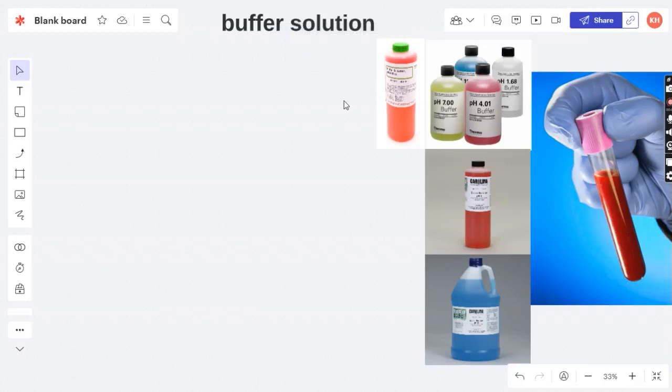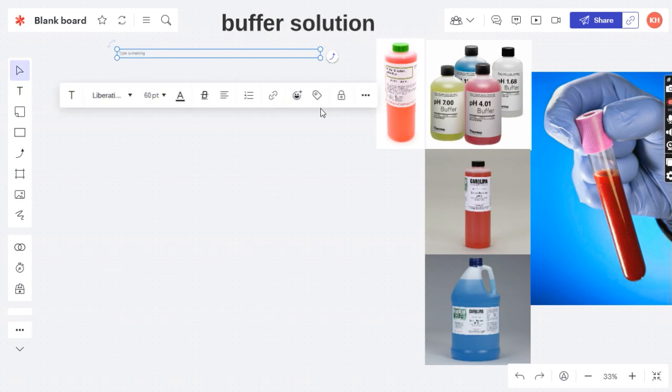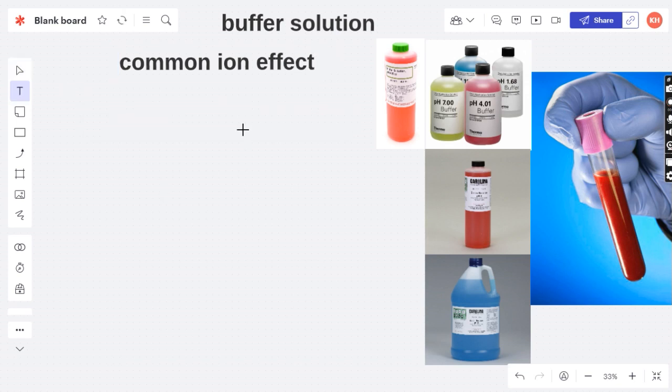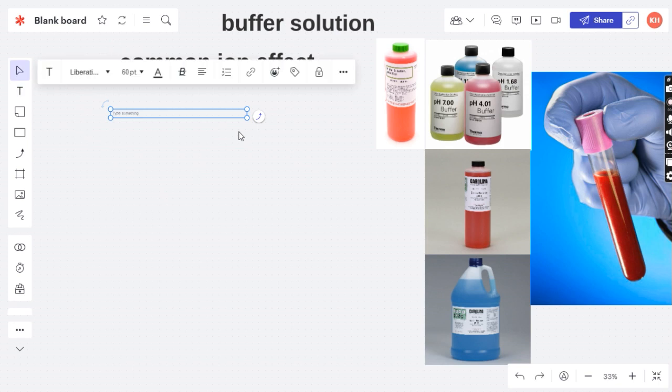Children, I'm going to talk about the buffer solution, but before moving ahead, we need to discuss one very important phenomenon that will be used in buffer solution, which is the common ion effect. Now, what is this common ion effect? Let's discuss it. First of all, I'm writing the definition of the common ion effect here.